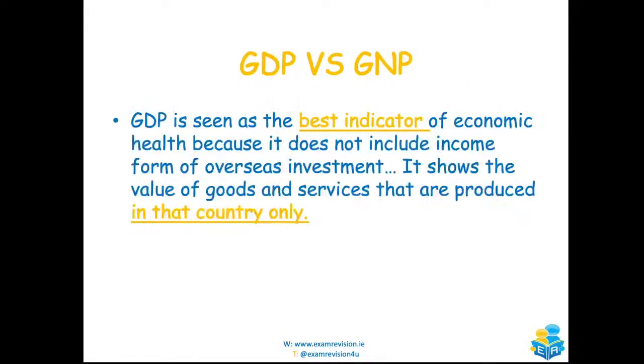Okay, and for that reason, GDP by some people is seen as the best indicator of economic health. And the reason for that is because it does not include income from overseas investment. So therefore, it shows the value of goods and services that are produced in that country only. So it's maybe a little bit more accurate. It's a more accurate reflection of the economic health and the money which is actually in that country, rather than income which is gotten by say an Irish business abroad, and therefore not as much of that money is finding its way back into the Irish economy.